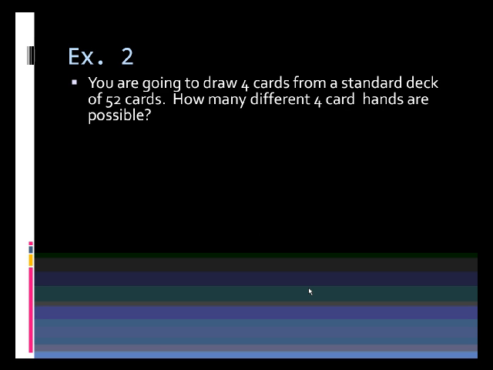Mathematically, what are we going to do? Okay, we're going to do a combination, and it's going to be what? C what? 52C4. And what'd you get? 270,725. Are you surprised? A little bit? Sometimes you don't think there's that many different options, but there is.